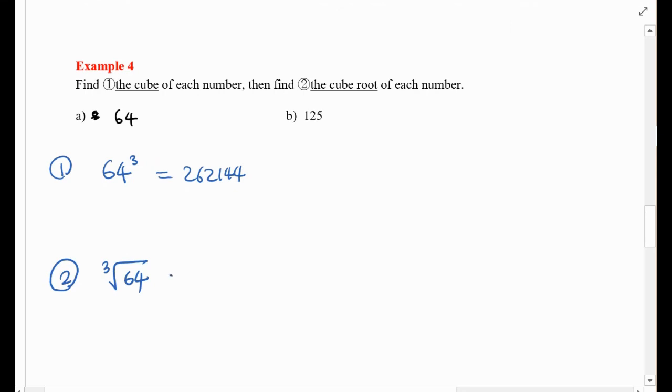Right? What about cube root of 64? You don't really need a calculator for this. So cube root of 64 is 4 times 4 times 4, 4 cubed. And now you can cancel this. And the answer is 4. Next, B, I want you to pause the video and find the answer. You may use your calculator. Go ahead, everyone.